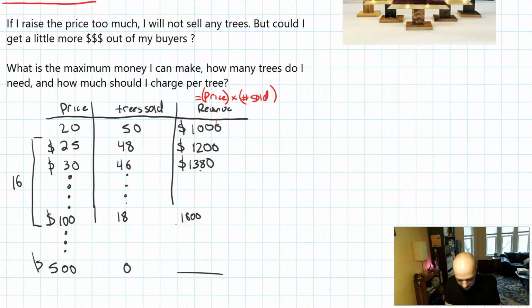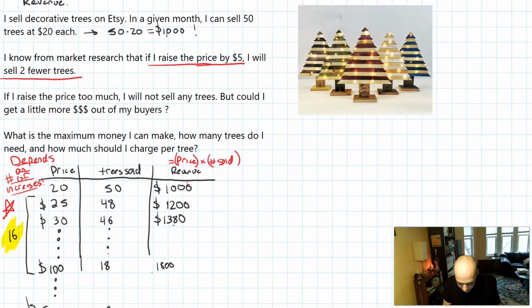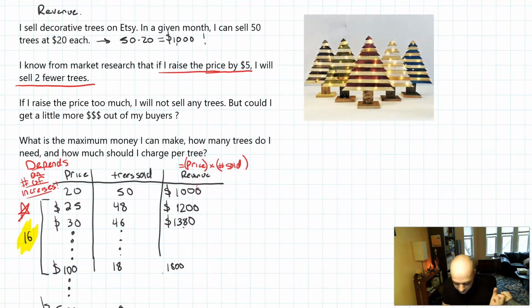Now, when I made the table, I think I noticed one key thing. And this is going to be the big star here. Both the price and the trees sold depended on the number of increases I made, right? When I looked at my market research, the market research told me that every $5 I sold 2 fewer trees. So to kind of think about that as the unit.